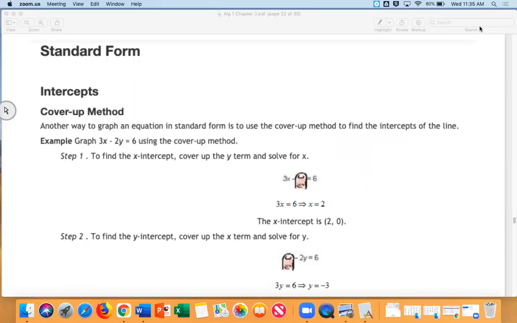So here we go. This is called the cover-up method, and you need a finger or like a pencil point, something like that. So let me explain the cover-up method for you guys.